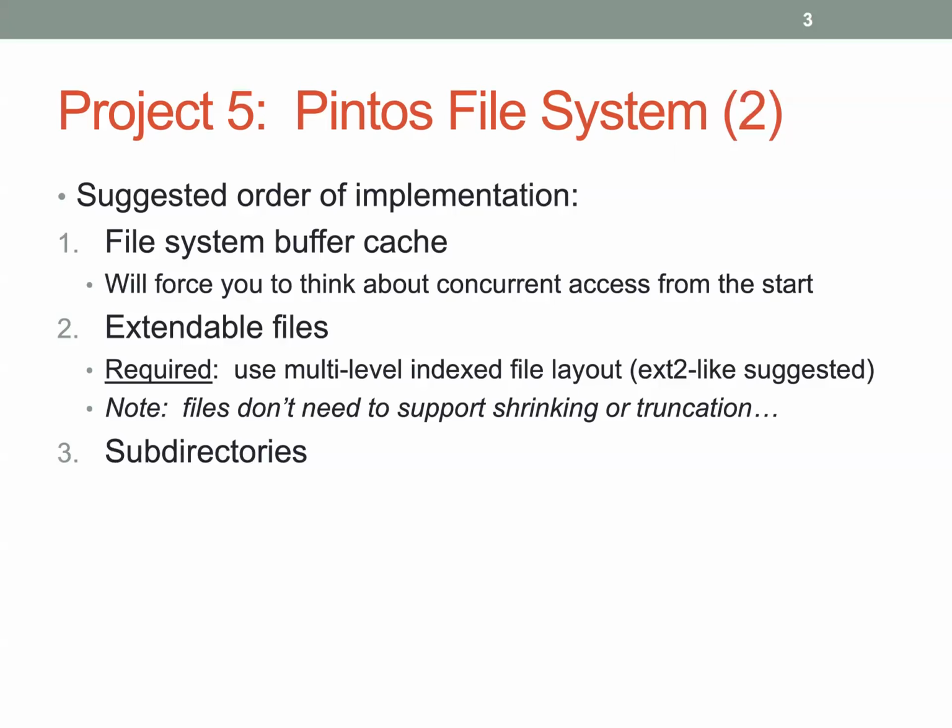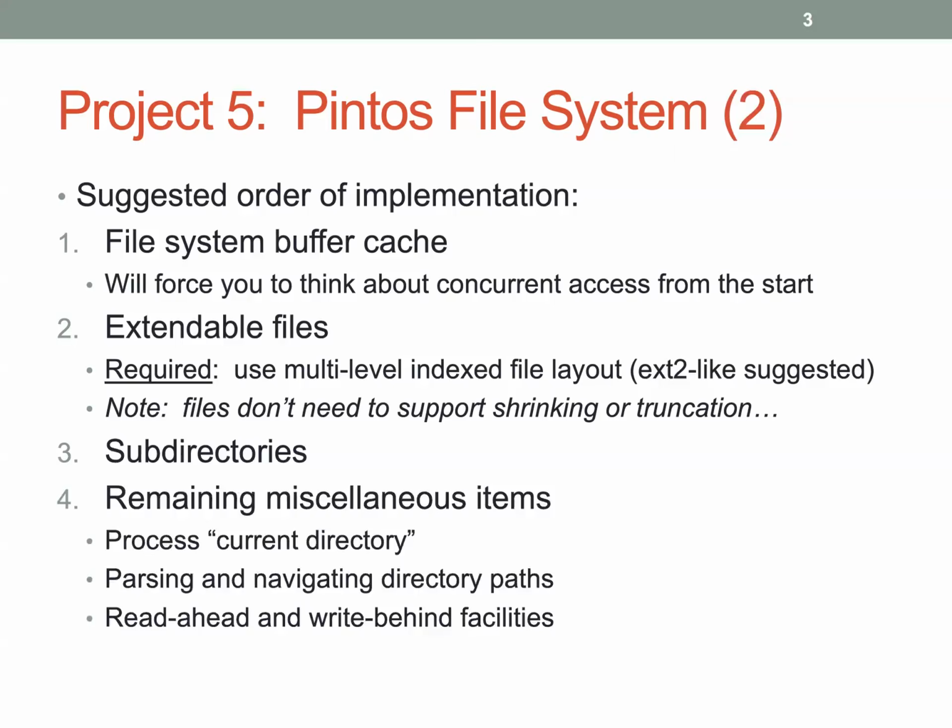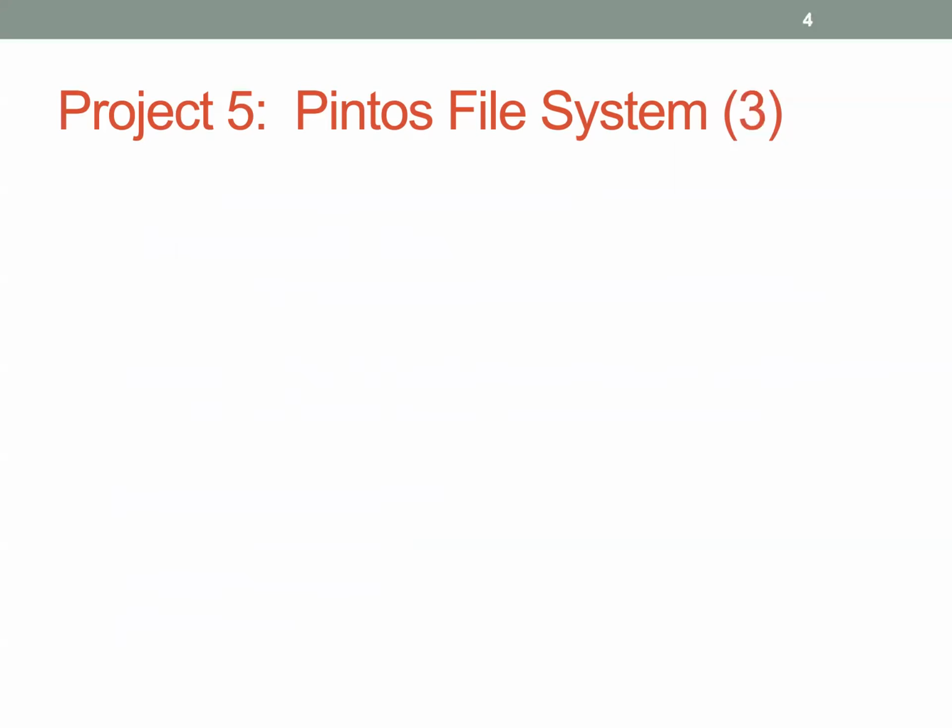And since files can only grow, you can take advantage of that in your implementation. So we'll touch on that as well. Subdirectories, and then remaining miscellaneous items like the current directory that a process is running in, so that you can change the working directory, have relative paths, and so forth. Parsing and navigating directory paths, read ahead and write behind. That stuff generally tends to be pretty easy, with the exception of the current directory of the process, because you have to think about how to keep the reference that the process uses when it's doing directory relative operations.